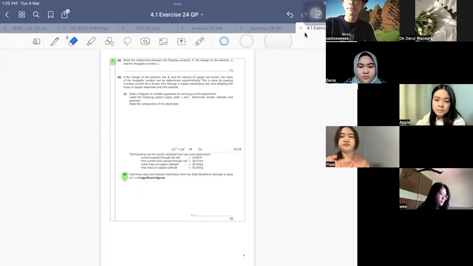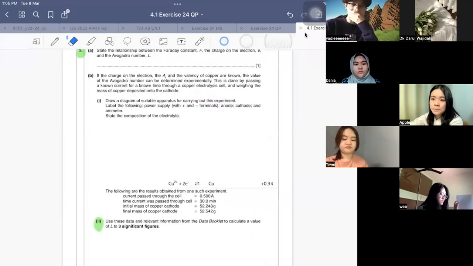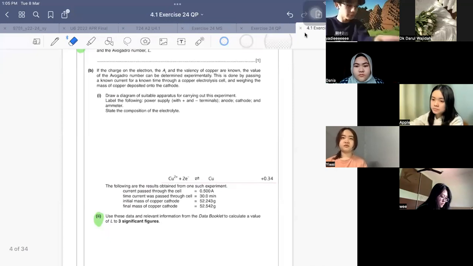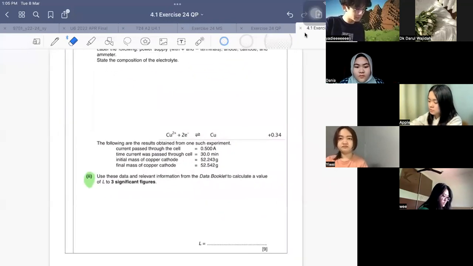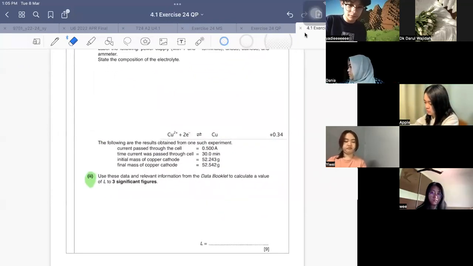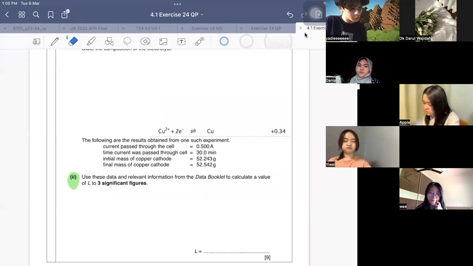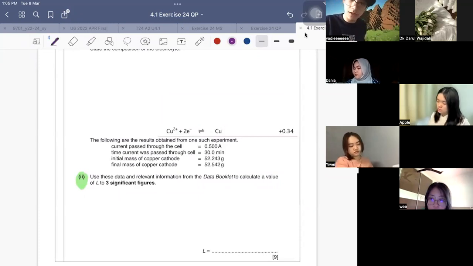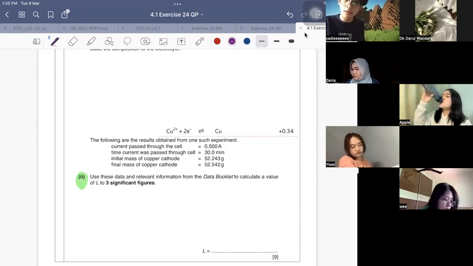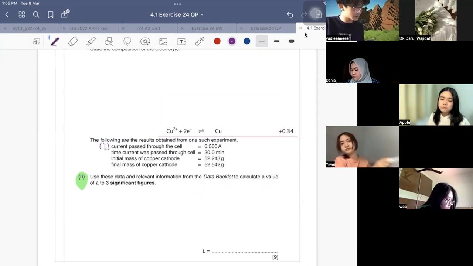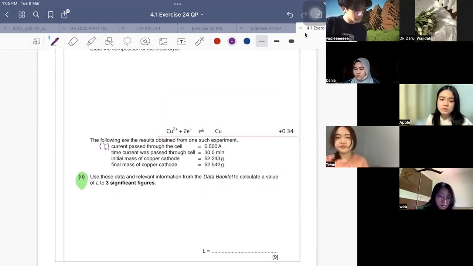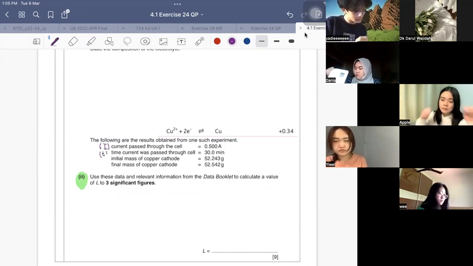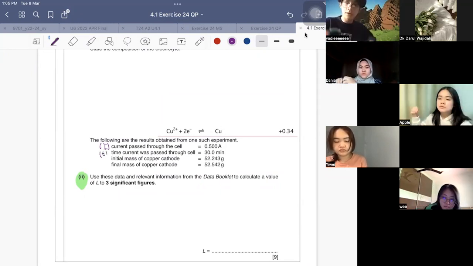Okay, right. So question number 5, we will look at part 2, but actually you will need to use the data from the previous part of the question. So you are given the current, which is your symbol I, time, which is your T, and then you've got the initial mass of copper and final mass of copper.